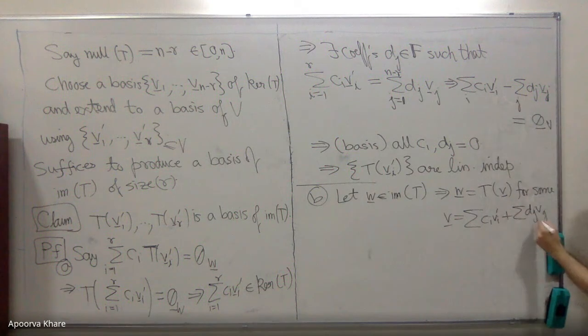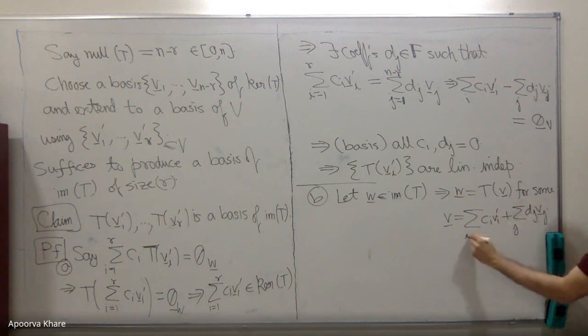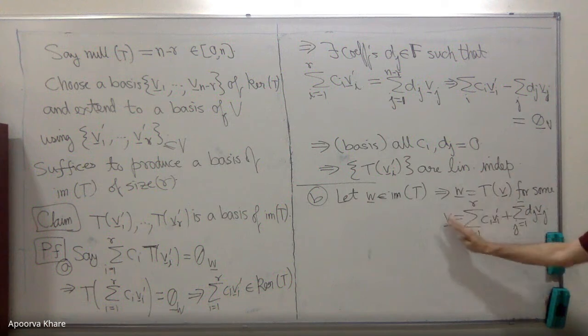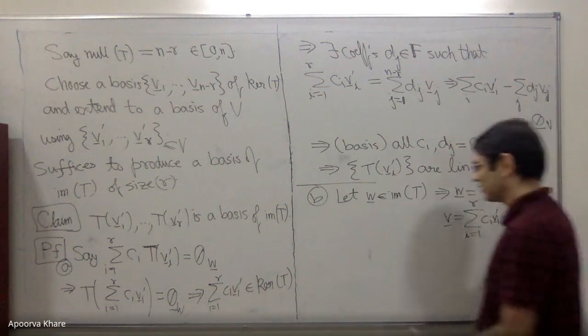I said minus here, but that's fine. Again, I won't write down that j goes from 1 to n minus r and i goes from 1 to r. So W is in the image, so W is T of V for some V like this. But then what is T of V?